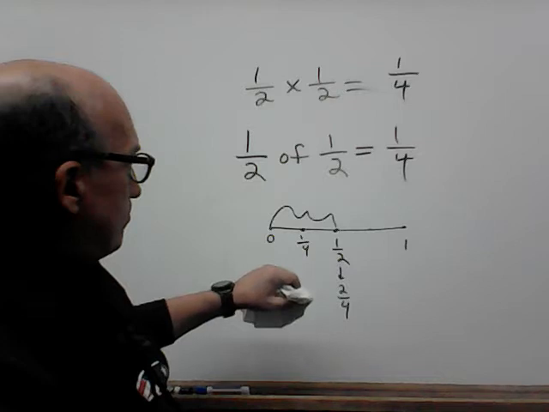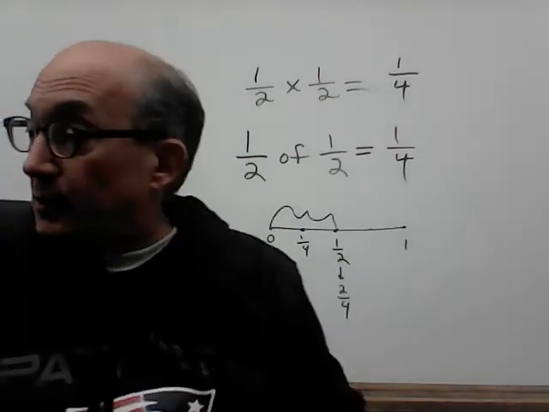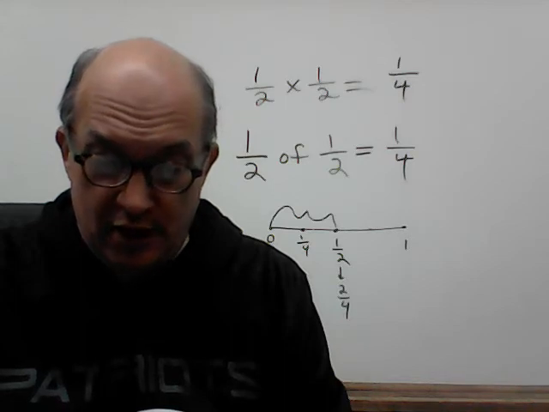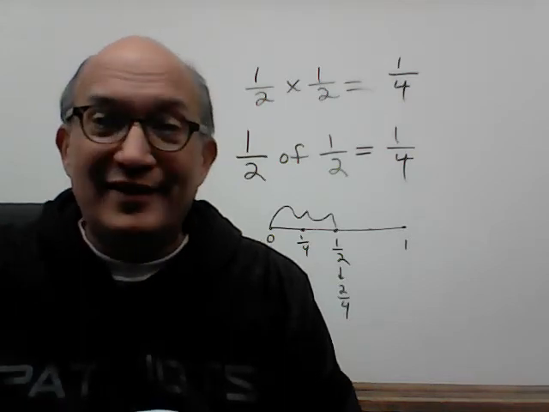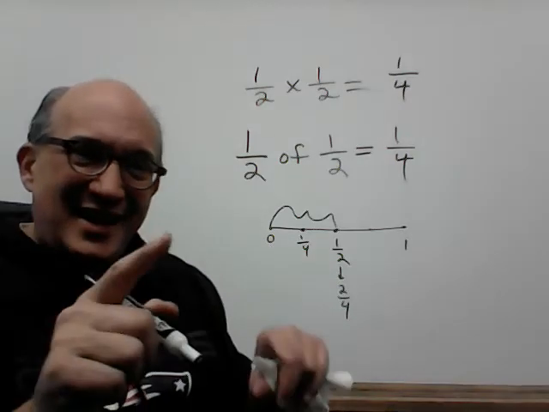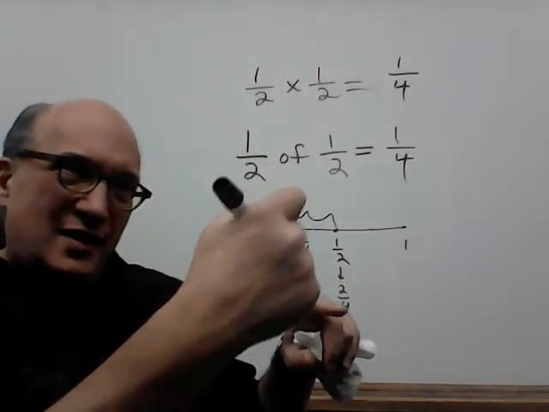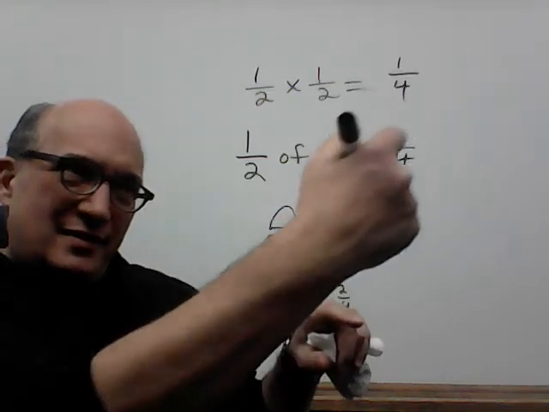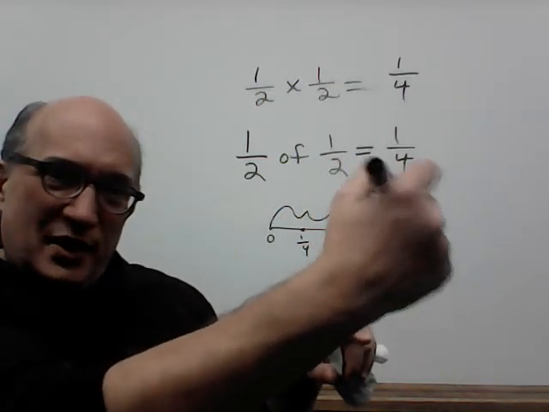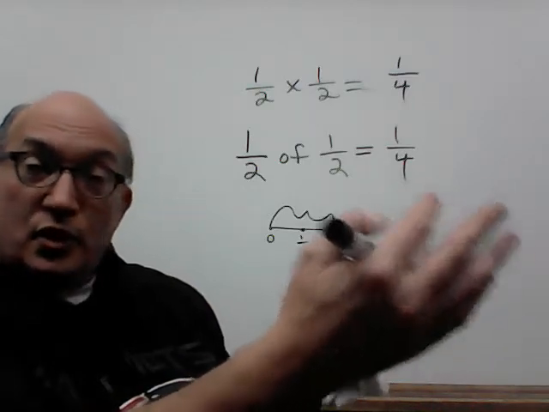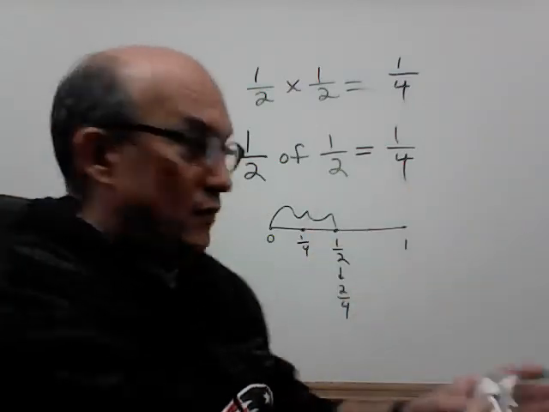I think that's about it for half of a half. I think we've explored that enough. All right, but do you see how we can think of it as half of 2/4? And that numerator being 2, half of 2 is 1. So half of 2/4 is simply 1/4. All right.